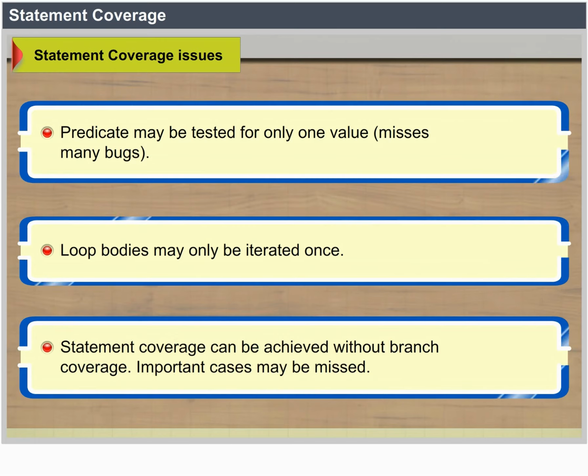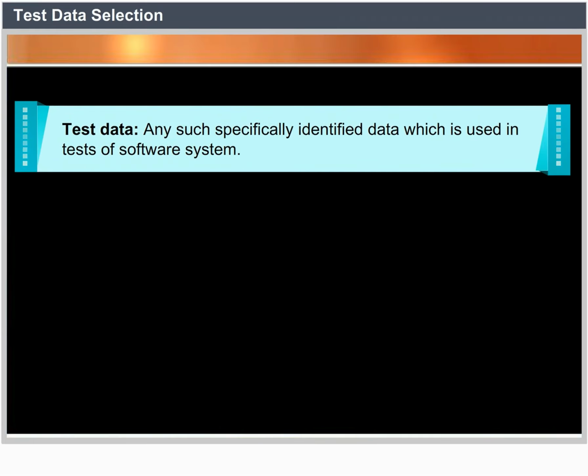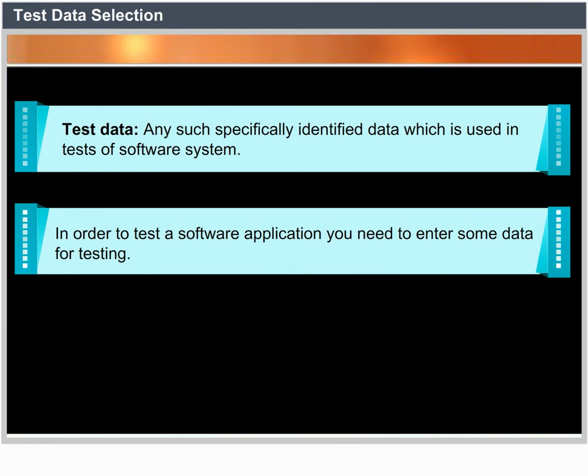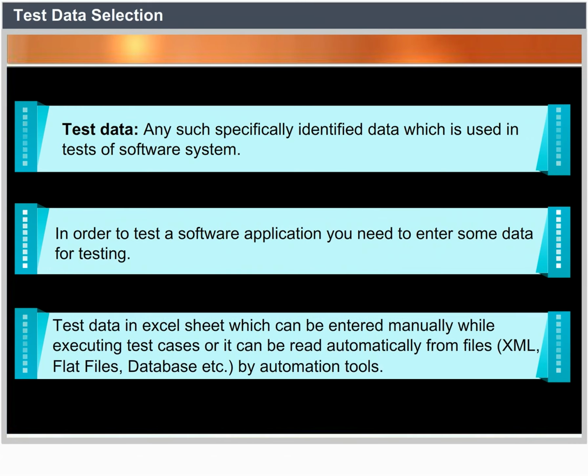Test data selection. Test data is any such specifically identified data which is used in tests of a software system. In order to test a software application, you need to enter some data for testing. Test data can be kept in an Excel sheet, entered manually while executing test cases, or read automatically from files, XML, flat files, databases, etc., by automation tools.